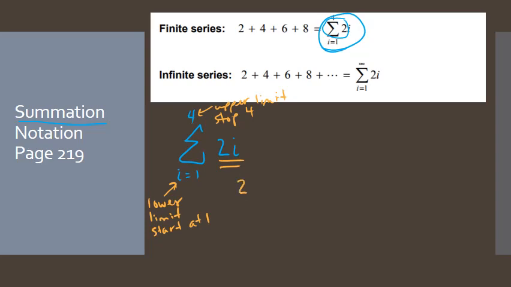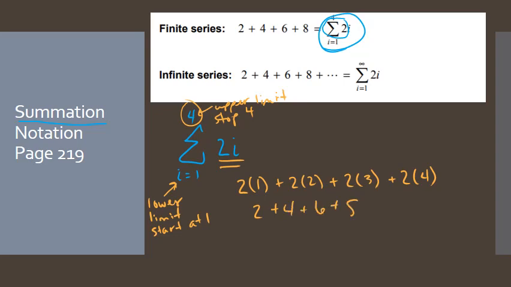So the first term would be 2 times 1. I'm going to add that to 2 times 2. I'm going to add that to 2 times 3. And I'm going to add that to 2 times 4. But then I'm going to stop there, and I know to stop because that's the higher number. So it'd be 2 plus 4 plus 6 plus 8, which would be 20. Okay, so that is the answer to this crazy looking thing here. The answer is just 20. And all it means is summation.